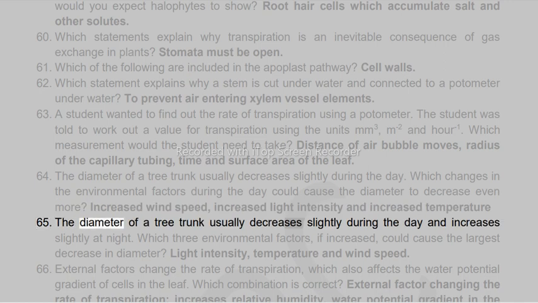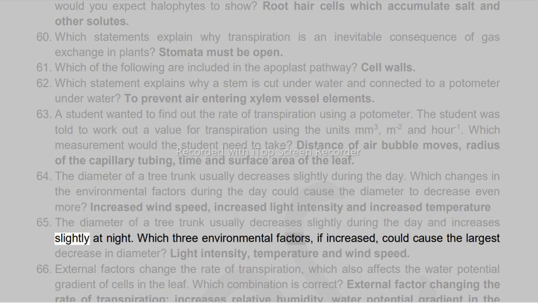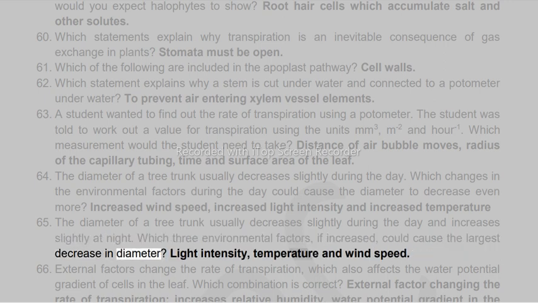65. The diameter of a tree trunk usually decreases slightly during the day and increases slightly at night. Which three environmental factors, if increased, could cause the largest decrease in diameter? Light intensity, temperature, and wind speed.